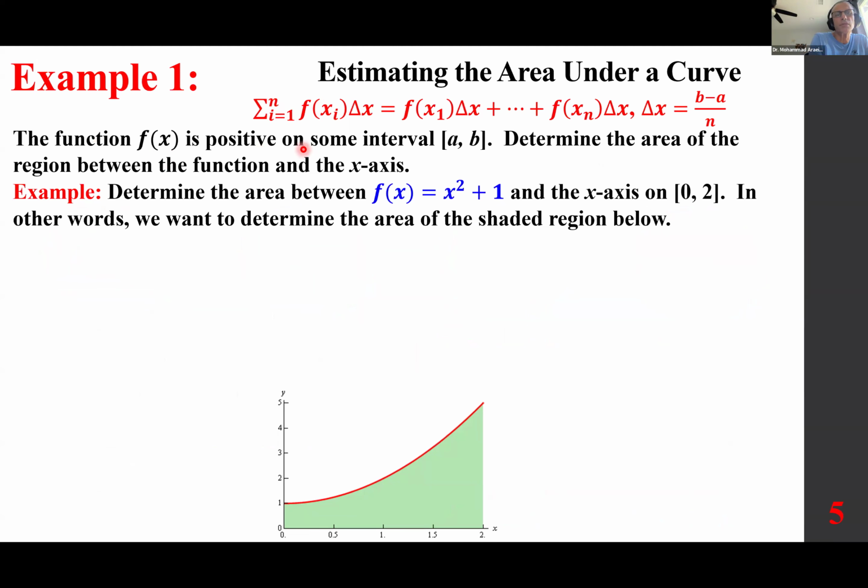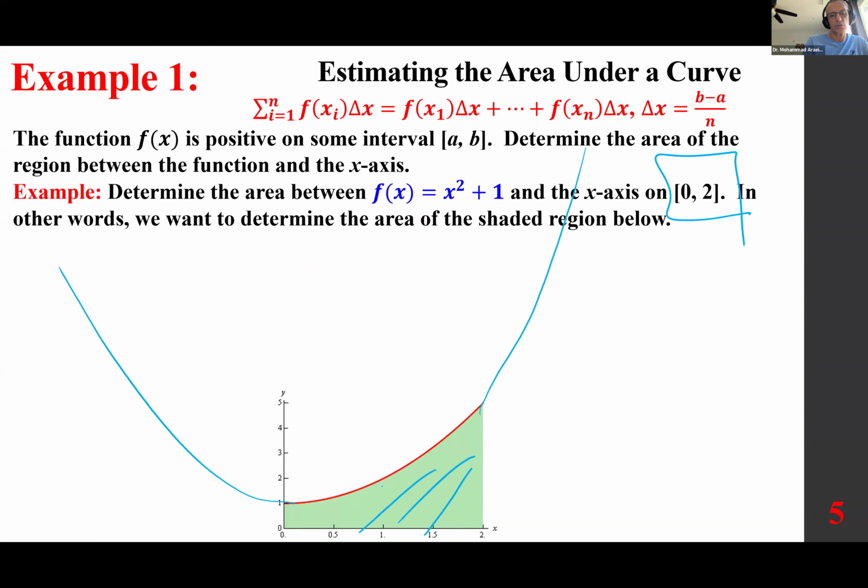The function f of x is a positive function on the interval of a to b, determine the area. In this case, determine the area between f of x equals x squared plus 1 and the x-axis from 0 to 2. In other words, we want to determine the area of the shaded region. Remember, y equals x squared is a parabola that opens up from here. Y equals x squared plus 1 is the same parabola shifted up by 1 unit. In other words, this should be the graph, but we just want this portion. So we are going to go with this shaded region just to make it easy to understand.